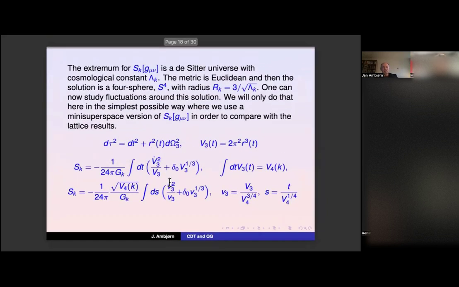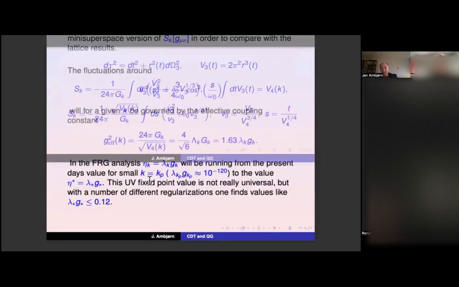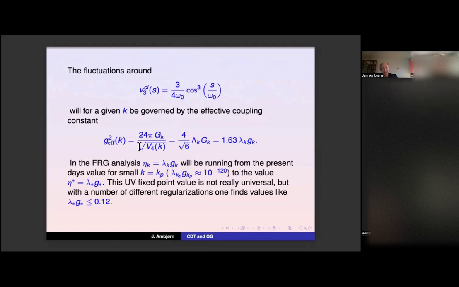So it doesn't make sense to make such a perturbative expansion around here. Well, the effective coupling constant is clearly given by this, which can be written in this way, and again in this way, where these were the dimensionless ones. So in the functional normalization group analysis, this eta, as I call it now, the product of these two, is of course running from the present day's value, which is 10 to the minus 120, to the value at the fixed point.